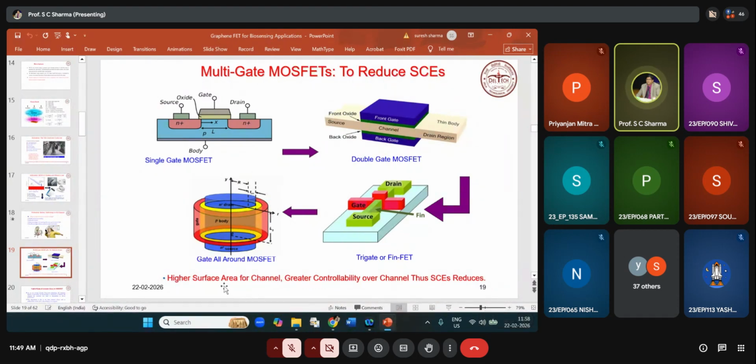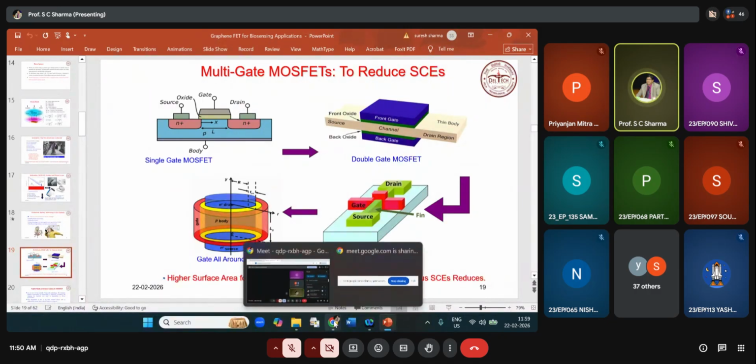So there is higher surface area for channel. If you use graphene or carbon nanotube as a channel, higher surface area for channel gives greater controllability over the channel, and the short channel effect can be reduced. This is using carbon nanotube and graphene as a channel.